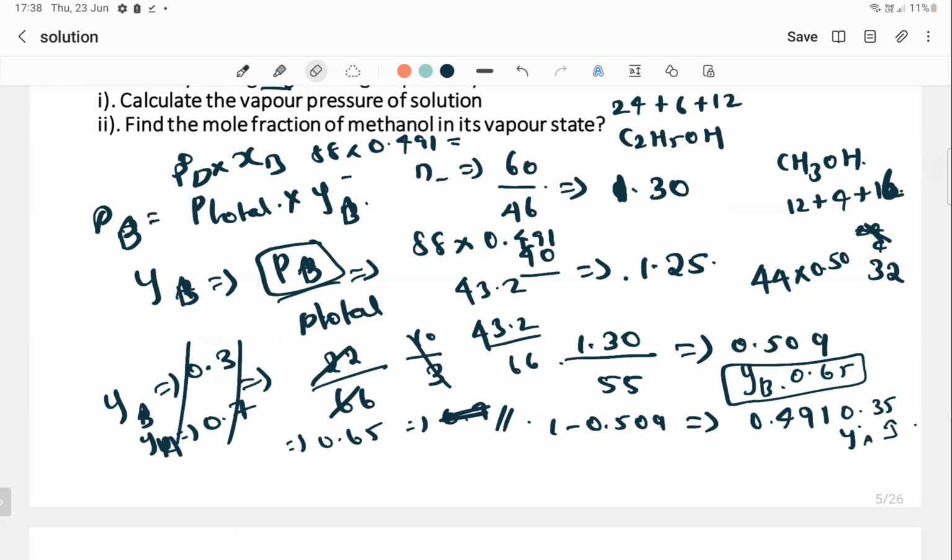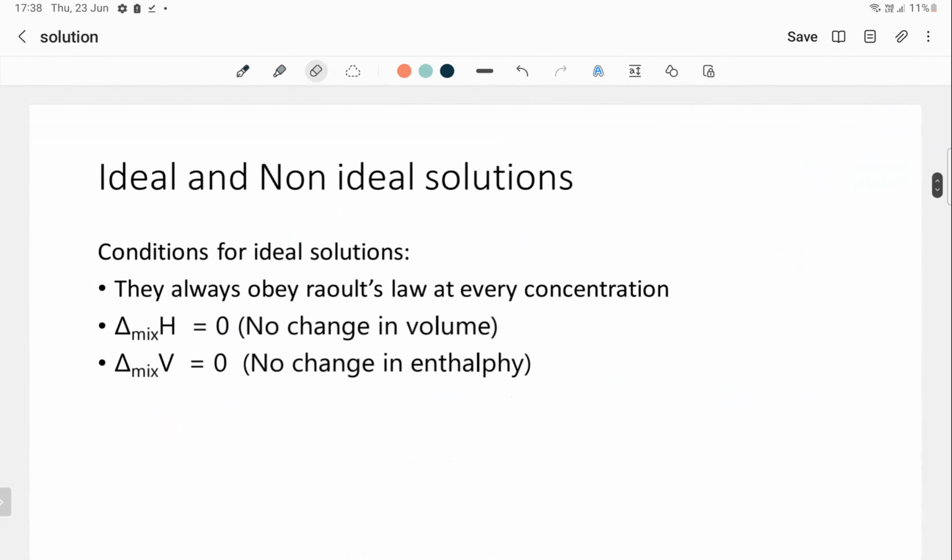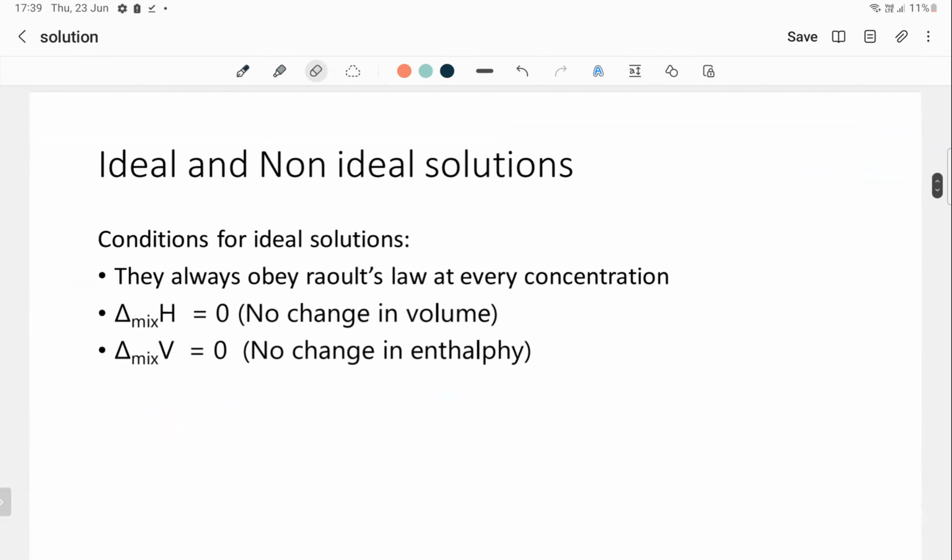So in Raoult's law, you're using two important formulas. The first one is the vapor pressure of the solution. The second one is using the vapor phase. Clear? These are all the possible problems that will be asked at some point. Clear with this one? Now we are moving to our next part, that is ideal and non-ideal solutions.